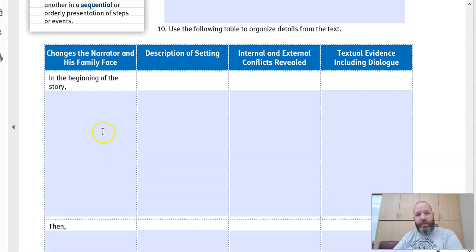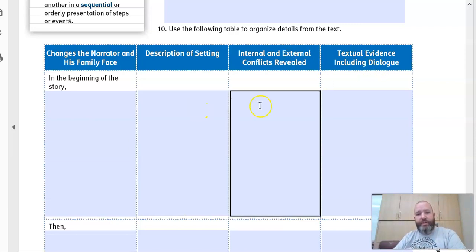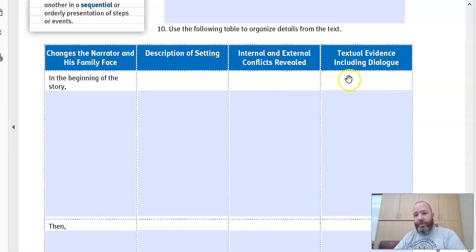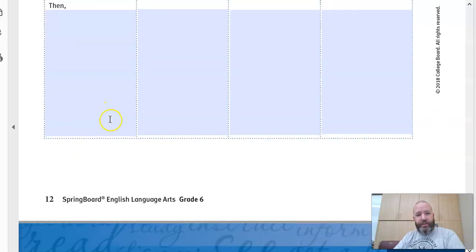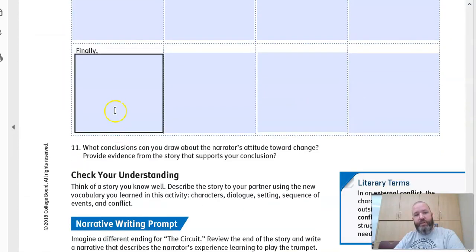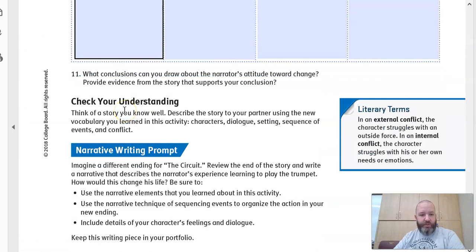So you're going to go through what changes the narrator and his family face, the description of the setting, that's where the story takes place, and internal conflict. Internal means inside, external means outside, and conflict means problems. So an internal conflict might be, do I want to tell a lie or do I want to tell the truth? An external conflict would be, is that big bully going to come and punch me in the face or not? Internal, inside; external, outside. And then textual evidence to support these things, with the dialogue, which is people talking, if you need to. Okay, so that's at the beginning, and the next part, and the next part, and then at the end. So lots of stuff to do here.